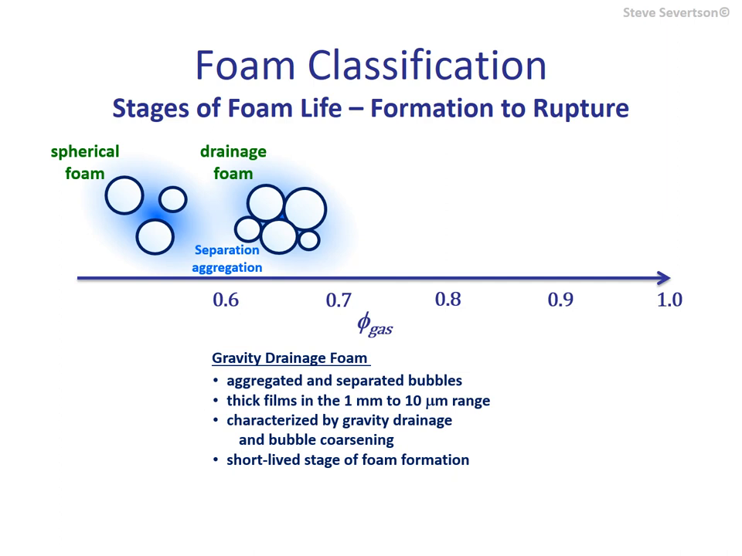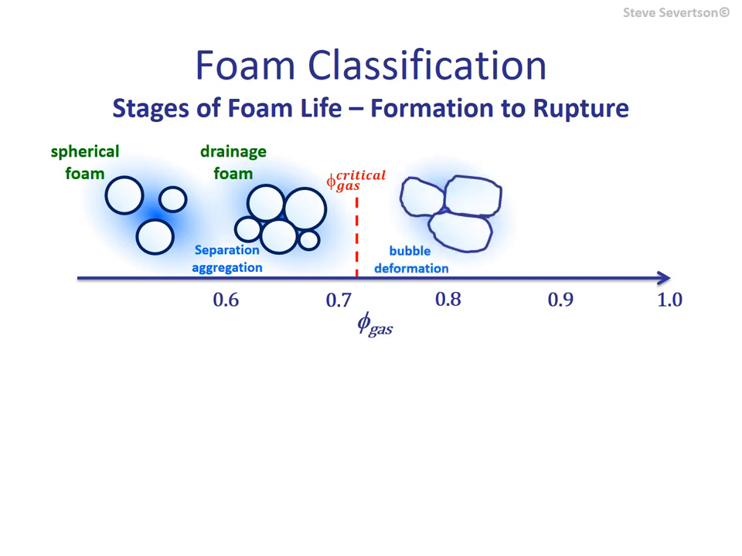Accompanying drainage are various processes driven by colloidal forces in which bubbles combine to increase their average diameter. These processes are known collectively as bubble coarsening. As the foam drains further, it moves past the critical gas fraction. The now larger, more compressible bubbles begin to press together to produce shapes that deviate from spherical. Eventually, the bubbles begin to take on more polyhedral shapes, and the films that separate them thin and flatten out. At high gas fractions, greater than 90%, a polyhedral foam, also known as a polyederschwamm, develops.